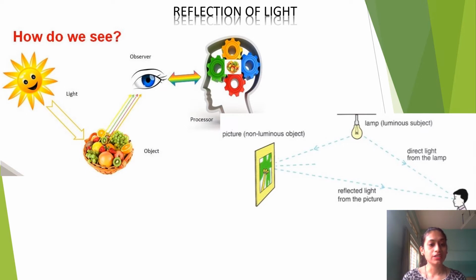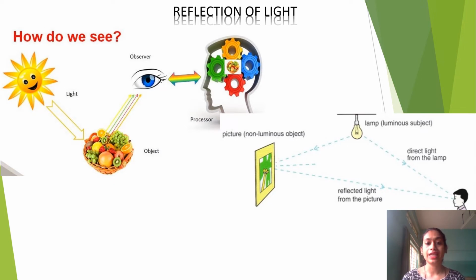As you can see right here, the sun gives light. The light falls on that particular object, and it can be seen with our eyes, and then it is processed. So basically, this is a phenomenon which enables us to look at the world around us.